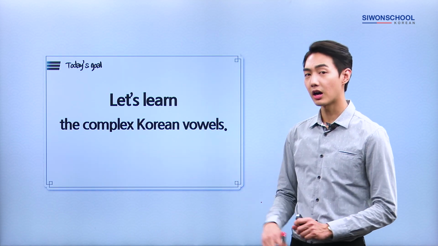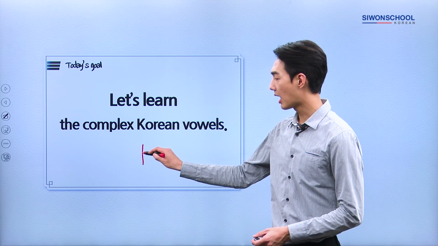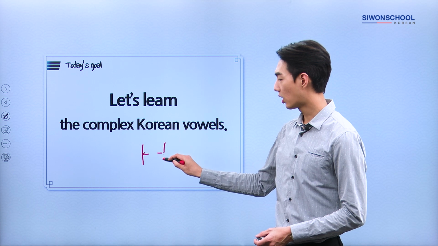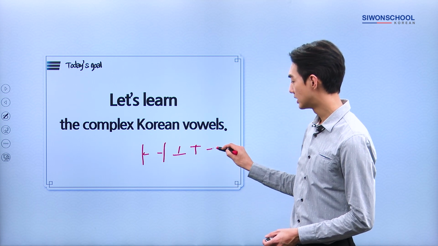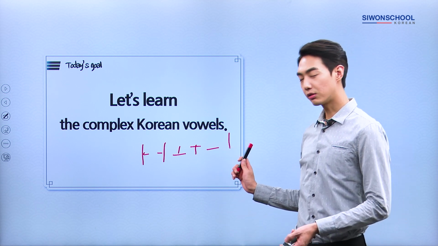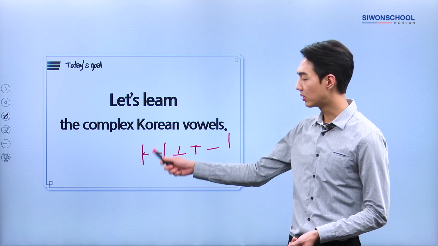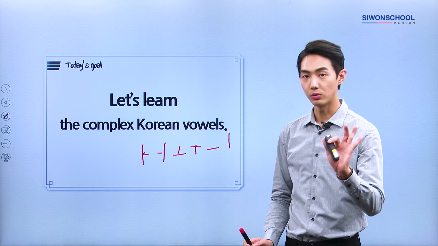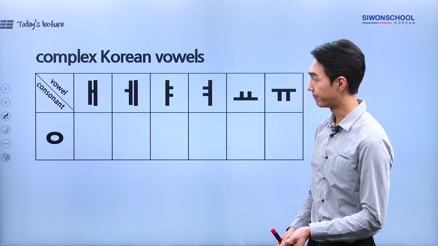So let's learn the complex Korean vowels. Do you remember the simple vowels, right? A, O, U, E, right? It's going to look very similar to this, and this is simple because it's only one. I'll explain why it is a complex Korean vowel. So let's check it out.